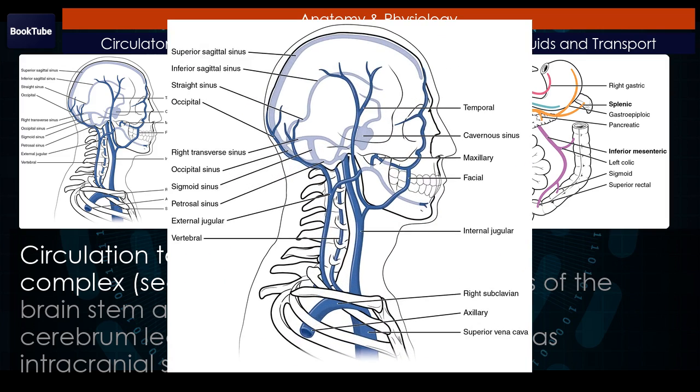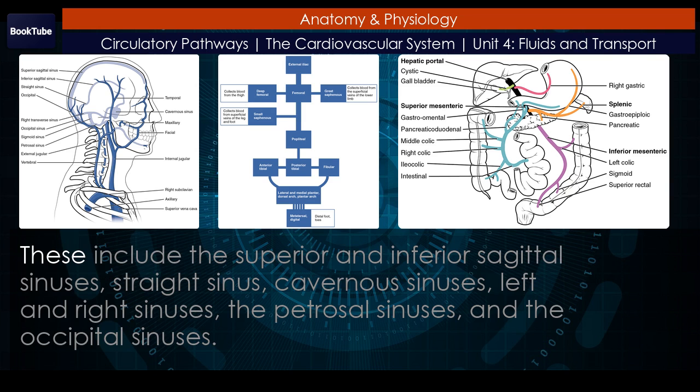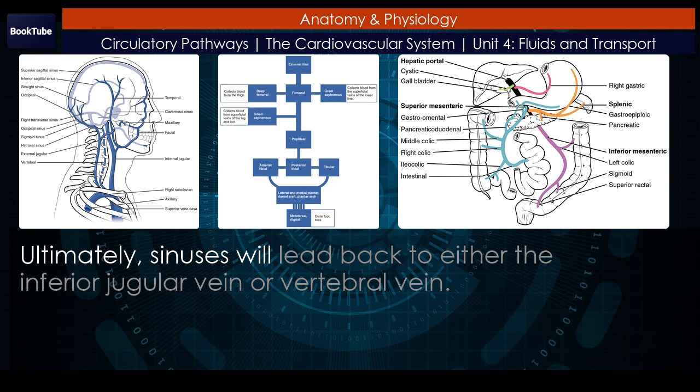See Figure 16. Many smaller veins of the brainstem and the superficial veins of the cerebrum lead to larger vessels referred to as intracranial sinuses. These include the superior and inferior sagittal sinuses, straight sinus, cavernous sinuses, left and right sinuses, the petrosal sinuses, and the occipital sinuses. Ultimately, sinuses will lead back to either the internal jugular vein or vertebral vein.